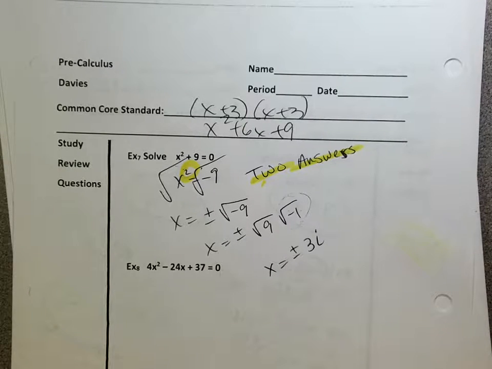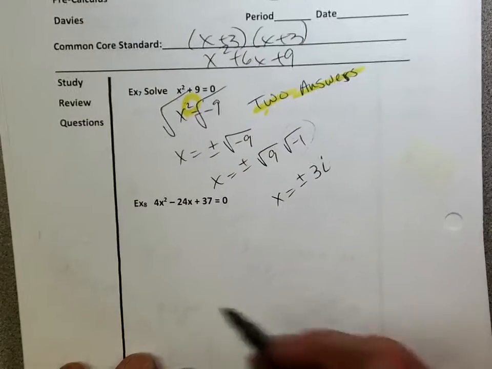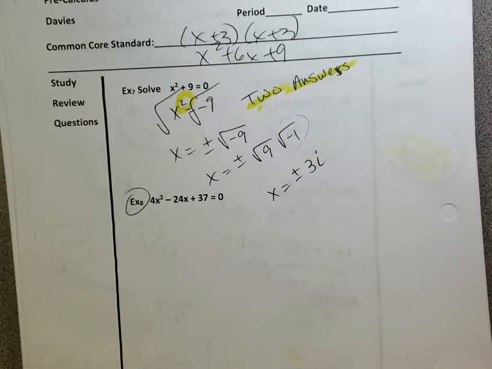Did you guys see this last year in Algebra 2 or last semester? Okay, hopefully this is a review. Okay, example 8. Bummer. I don't think it factors. So what do we do if it doesn't factor?